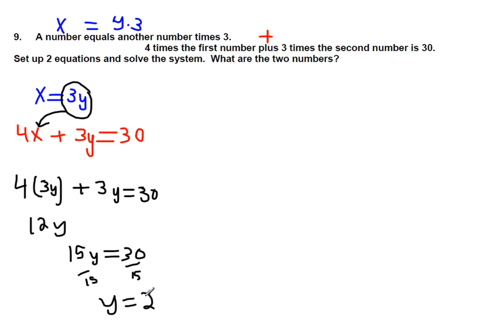And now you just got to plug that into one of the originals. I'll just plug it into this one here. X equals 3 times y. So x equals 6. Let's write that as an ordered pair. My numbers are 6 and 2.